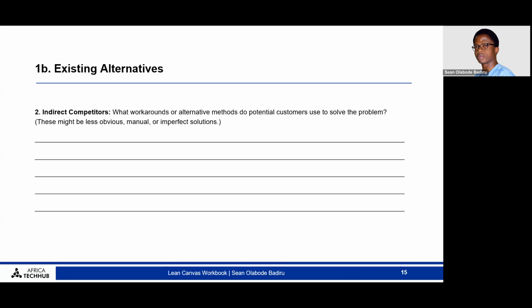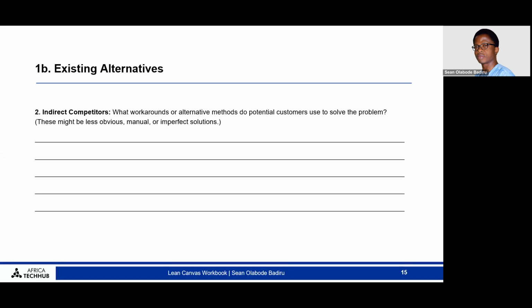So for some of us that understand this model, please drop in the chat room, or you can unmute and just talk. I think we are free to unmute at this session, so it becomes more engaging. So what are the workaround alternatives if we are not doing technological solutions, we want to solve these problems.